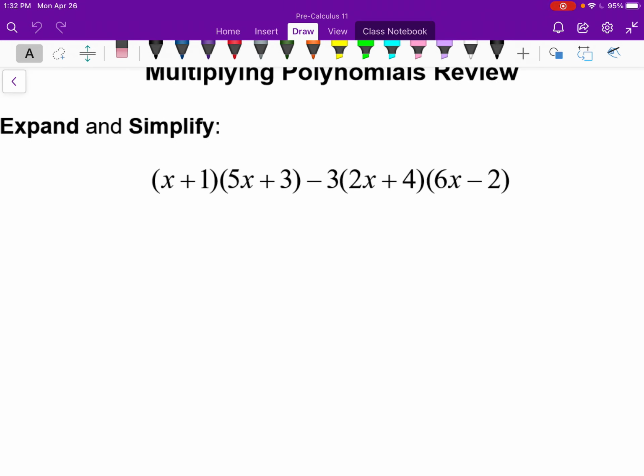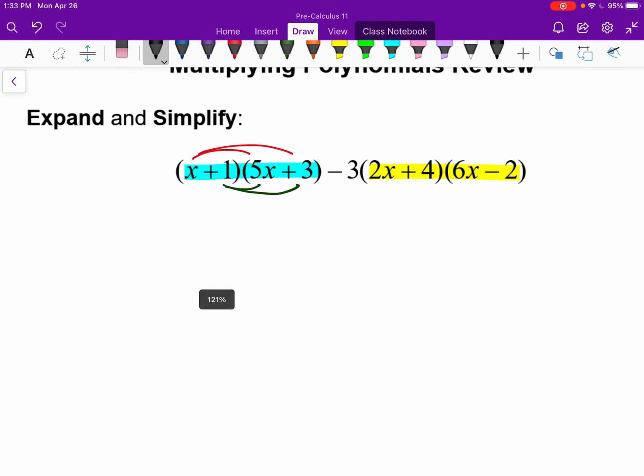The expanding part is essentially using the distributive property repeatedly, and I'm going to focus on this part and this part separately. So first, what I've highlighted in blue, x plus 1 times 5x plus 3. I essentially want to distribute the x with both of these terms and distribute the 1 with both of these. Doesn't matter the order. We tend to call this foiling, although it's not really a real mathematical term.